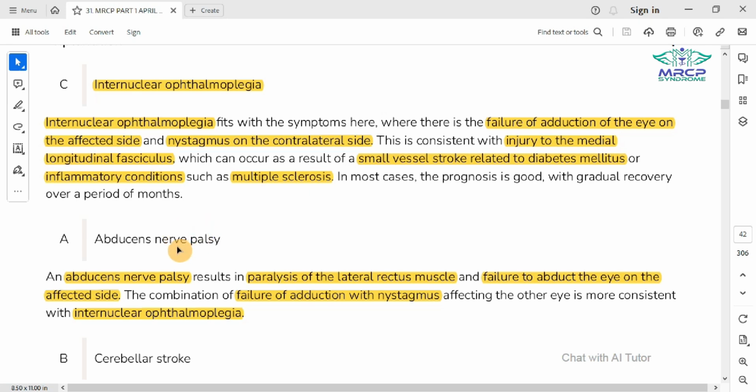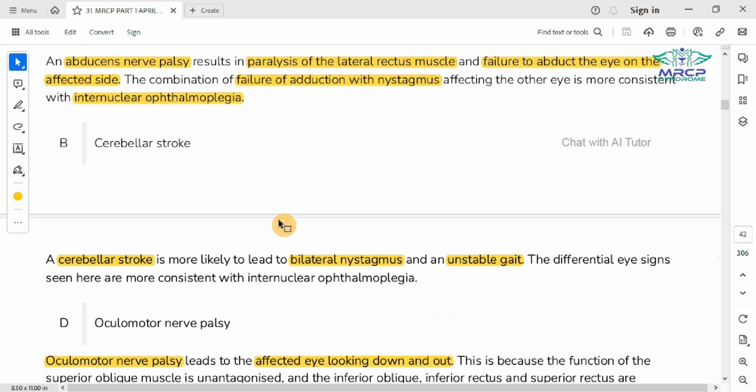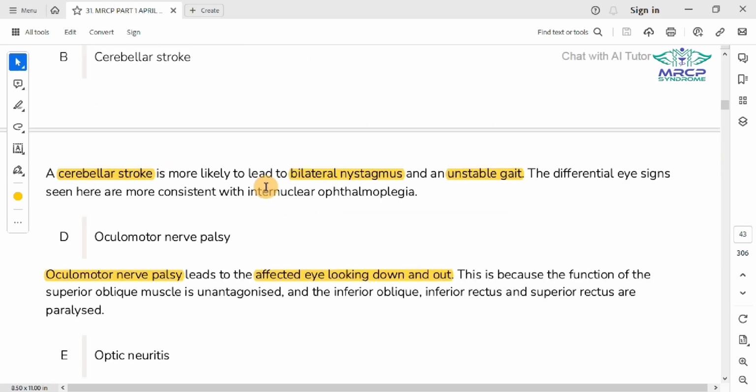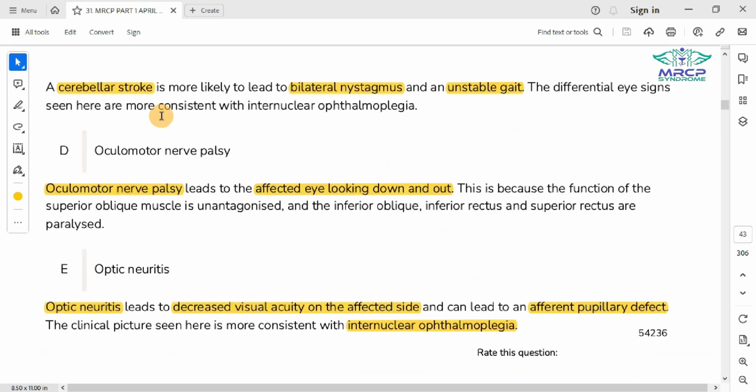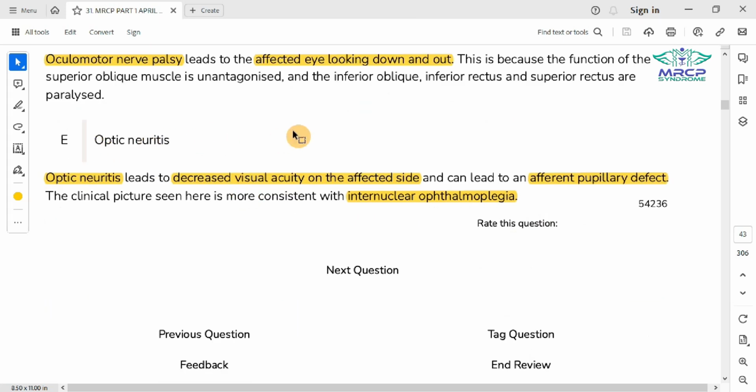In case of abducent nerve palsy, there will be failure of abduction. And cerebellar stroke comes along with nystagmus. There will be associated ataxia or unstable gait. And oculomotor nerve palsy, remember, as an ejaculatory phenomenon. And optic neuritis with the features of RAPD, or loss of color vision, or visual loss, or reduction in the visual acuity.